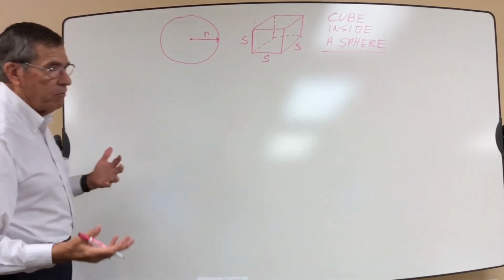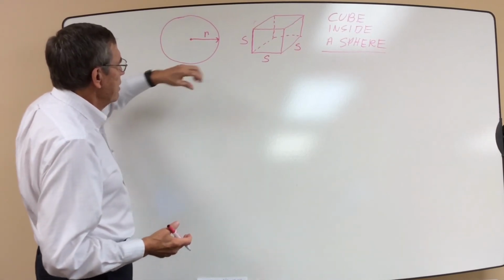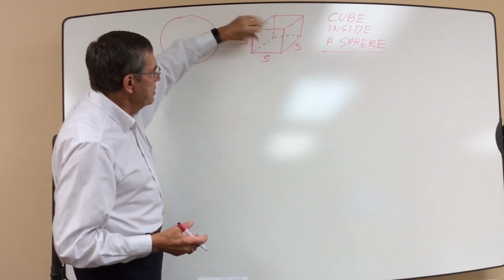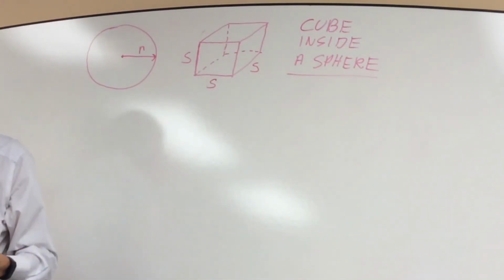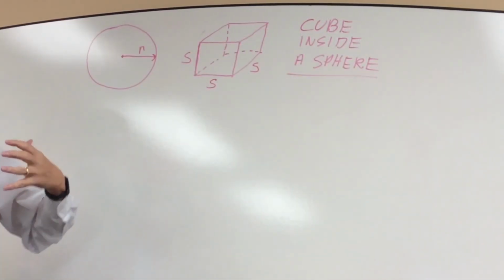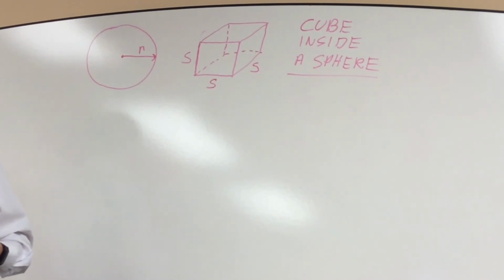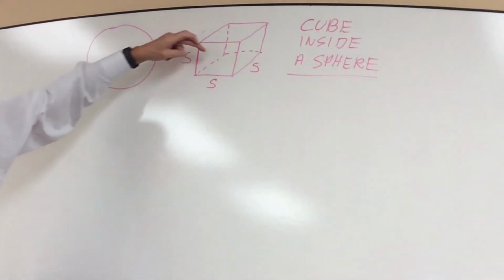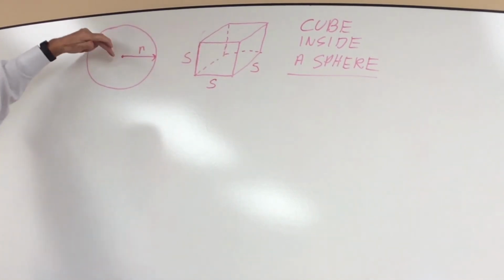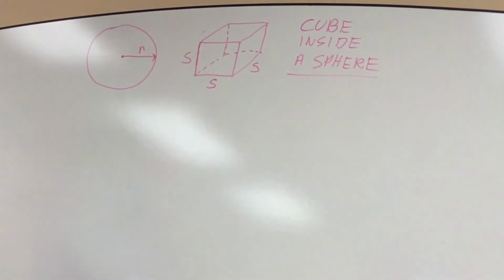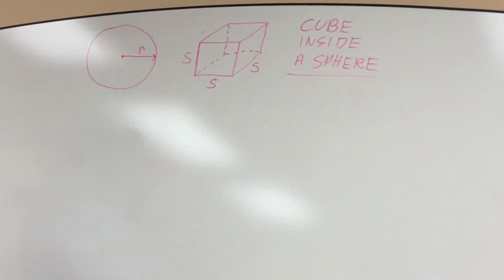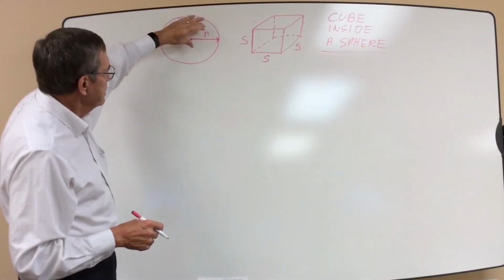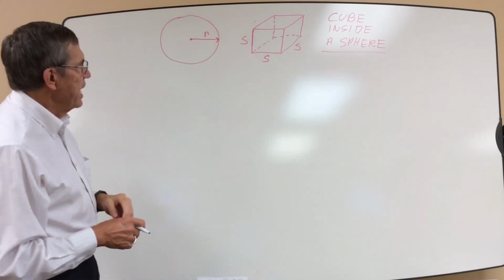All right, so the first thing we need to appreciate is that when I put this cube inside the sphere, I'm going to center it up. Now, why do I center it up? Because that allows me to absorb the most volume of that sphere. So the center of this cube is going to coincide exactly with the center of the sphere. Okay, just want to clear that up because it's important when we try to relate the radius to the side S.